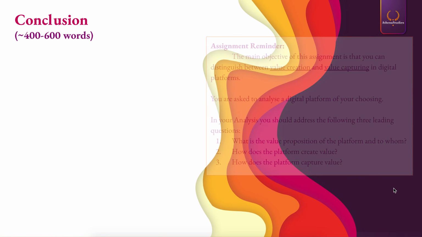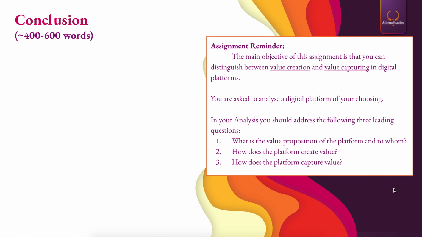The next thing is just a quick assignment reminder, as always, just letting you know in case you forgot what your assignment is about. Again, choose a company, decide to what extent they create value, they capture value, and also address their value proposition. So that's what your main essay should be about.